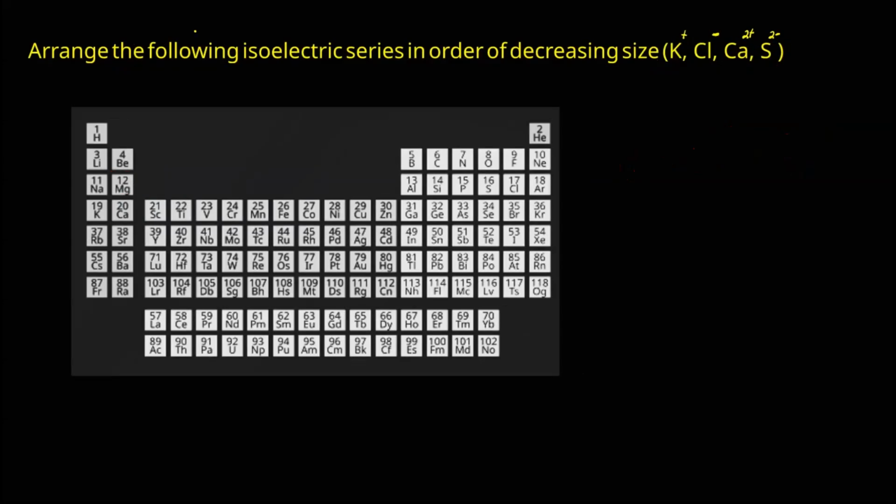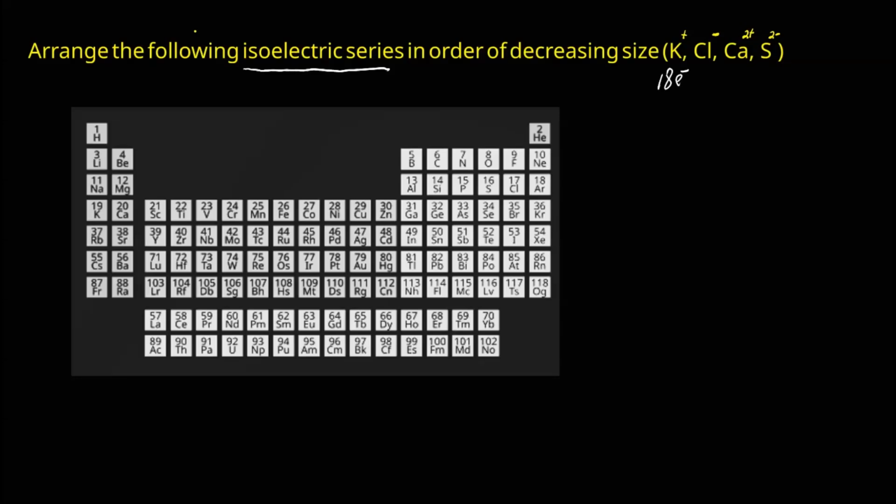Okay, here's a new term. Arrange the following isoelectronic series in order of decreasing size. Isoelectronic means they all have the same number of electrons. Potassium normally has 19 electrons. If it loses one, it will have 18 electrons. Chlorine normally has 17, so if it gains one, it will have 18. Calcium has 20. So if calcium loses 2 electrons, it will have 18. And sulfur has 16. If it were to gain 2, it would have 18. So isoelectronic means that they all have the same number of electrons.